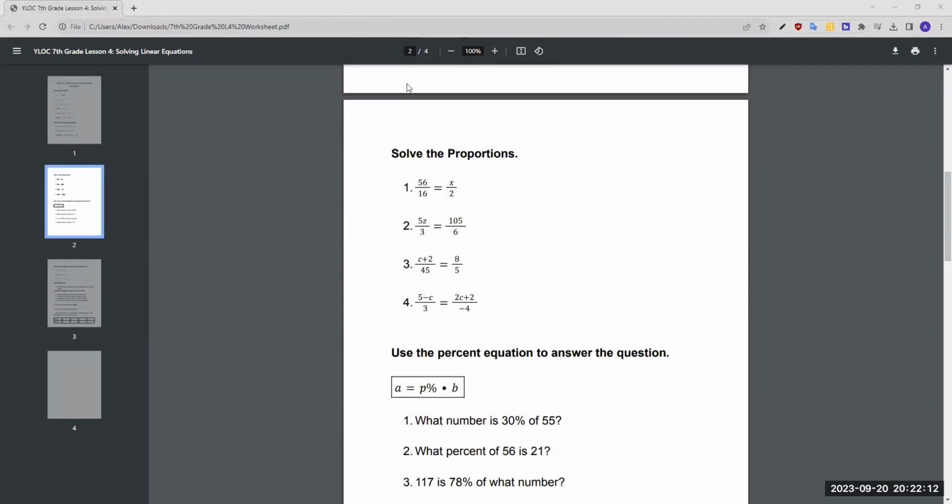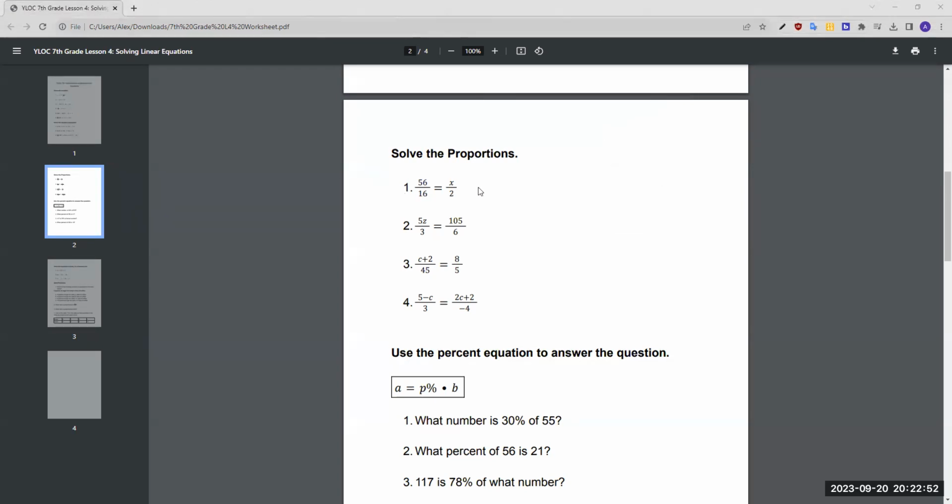Okay, now let's move on to solving proportions. 56 over 16 equals x over 2. So again, we have to multiply something to cancel out this 2 in the bottom. And it'd be 2. So we multiply both of these by 2. This cancels. And then we can cross cancel these. So it'd be 1, and 16 divided by 2 is 8. So our answer is 56 over 8. And that gives us 7.